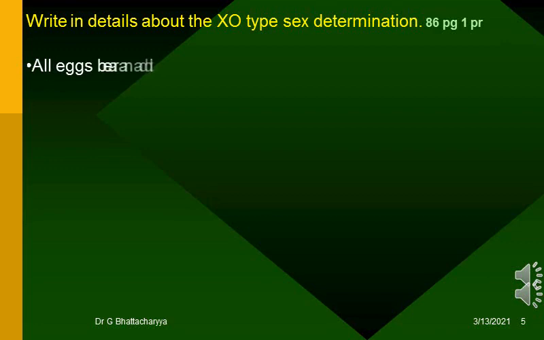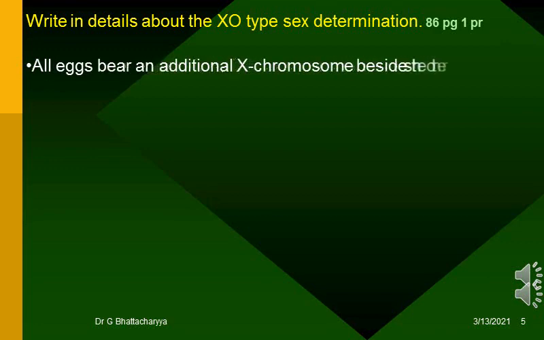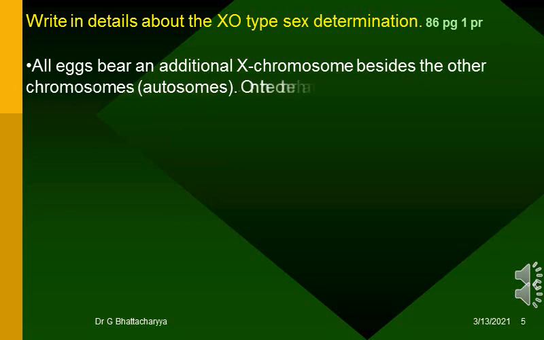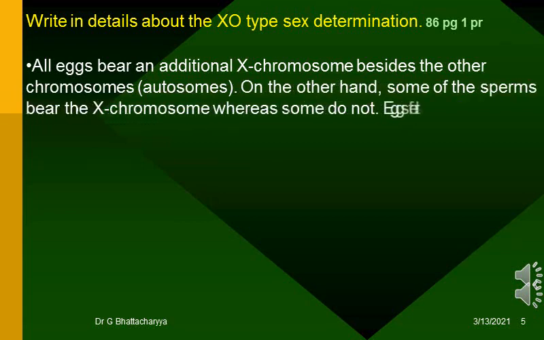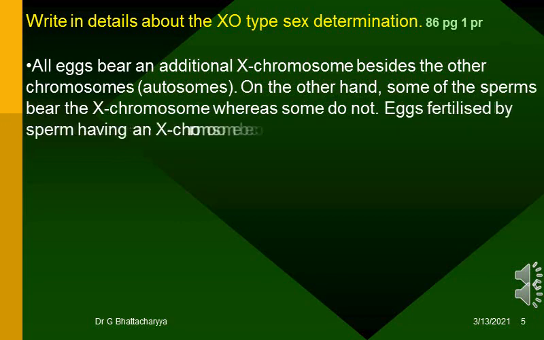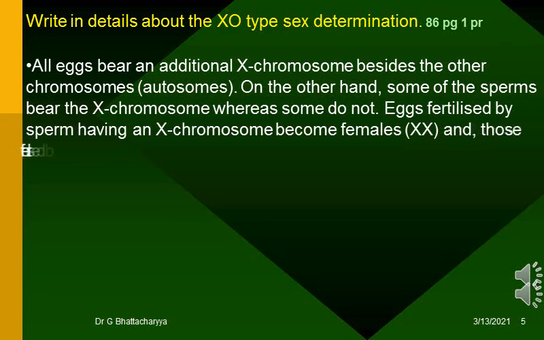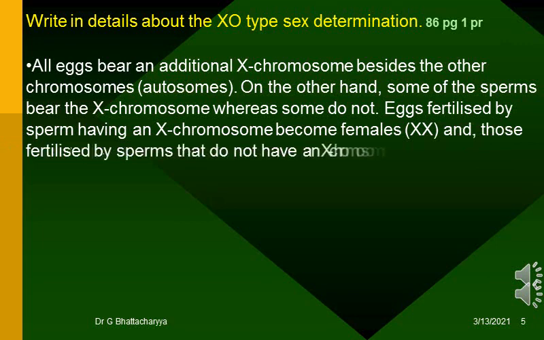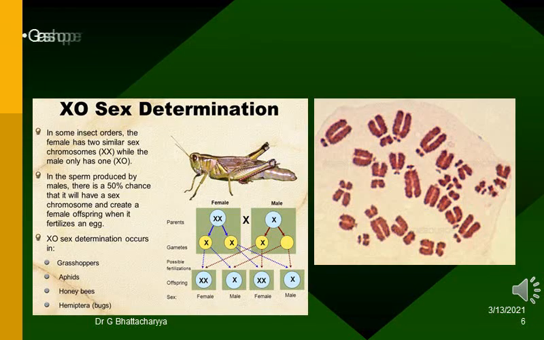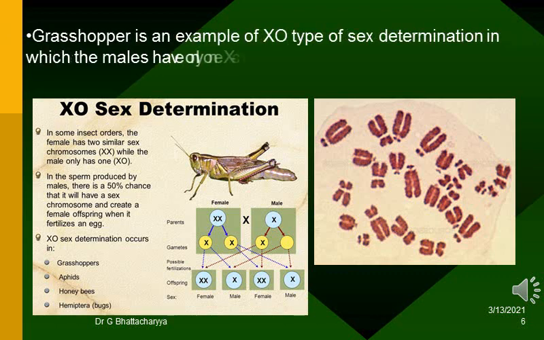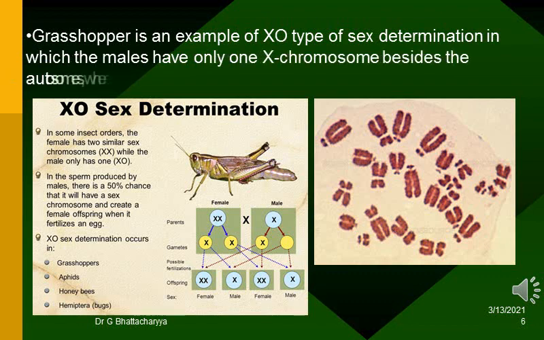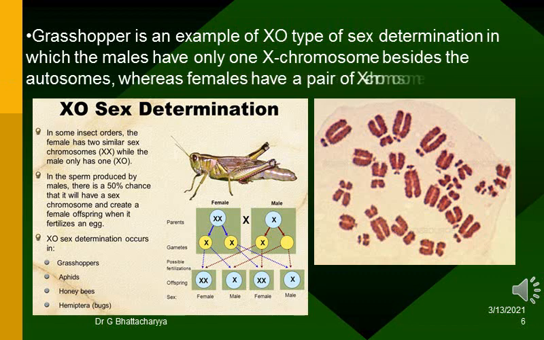All eggs bear an additional X chromosome besides the other chromosomes, the autosomes. On the other hand, some of the sperms bear the X chromosome whereas some do not. Eggs fertilized by sperm having an X chromosome become females, XX, and those fertilized by sperms that do not have an X chromosome become males, XO. Grasshopper is an example of XO type of sex determination in which the males have only one X chromosome besides the autosomes, whereas females have a pair of X chromosomes.